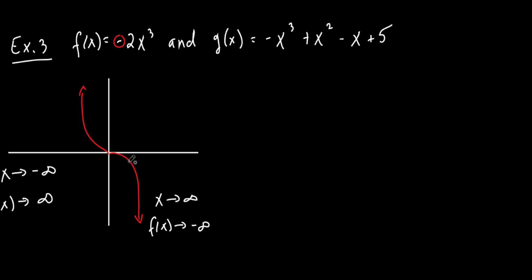So it basically looks like this. Doesn't look exactly like that. All that other stuff, I'm going to show you on Desmos what it looks like. It basically looks like this because of the cube. And it's negative, so we flipped everything. So what's the end behavior of this one?